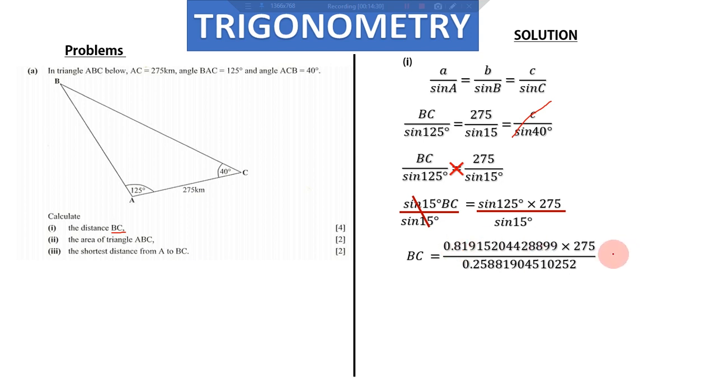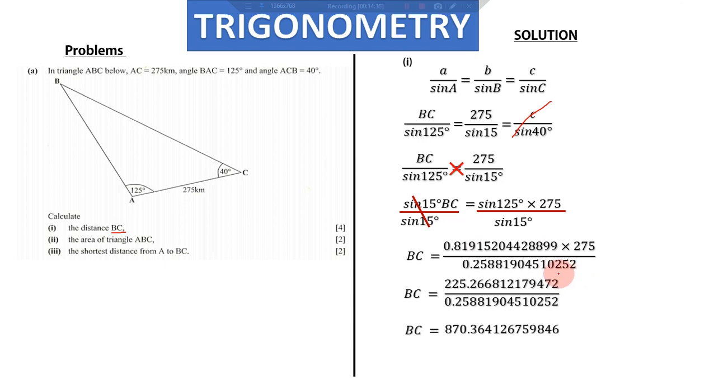Okay, let's multiply on top. We're going to have something like that. And then we divide by this number here. So we're going to have our answer as 870.3641267598 and 46.